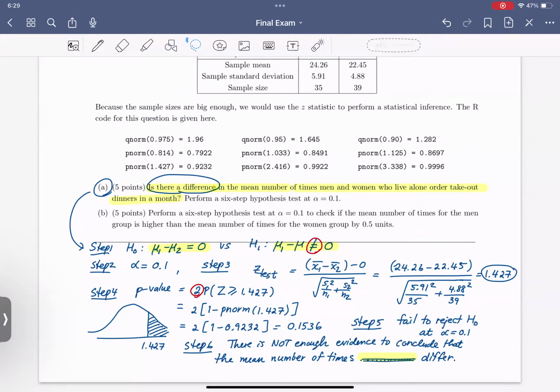So, part B here, you're gonna repeat the same thing, but this time you're gonna use not 0, but 0.5. And not equal to, you're gonna change it to greater than, because you want to know that the mean number of times of the men group is higher than the mean number of times of the women group by 0.5 units. So you specify that you're gonna use higher than, and the number you're gonna use is 0.5.